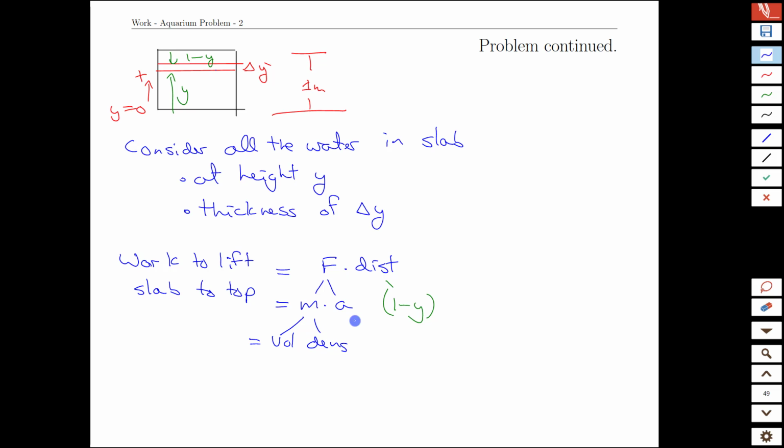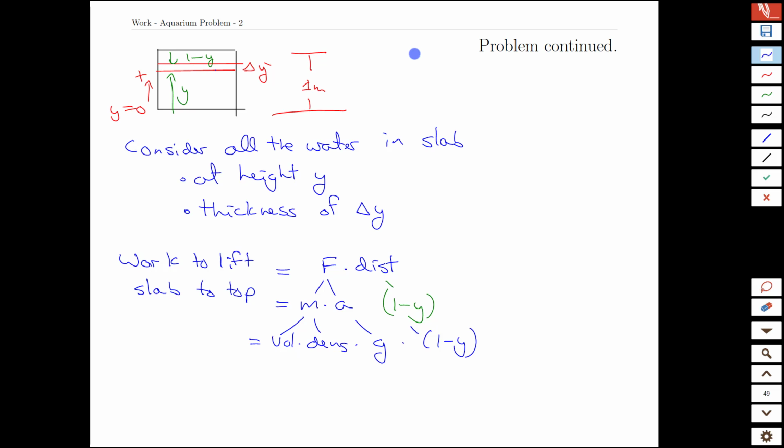Sorry, I like building this up as a tree diagram because it makes it clear which parts are coming from where. Our acceleration is just g because it's gravity that we're fighting. And now we have the lift height constant at 1 minus y. So the work to lift the slab to the top is force times distance. That's mass times acceleration times distance. Mass is volume times density. And density, we know volume of this slab is going to be the interesting part.